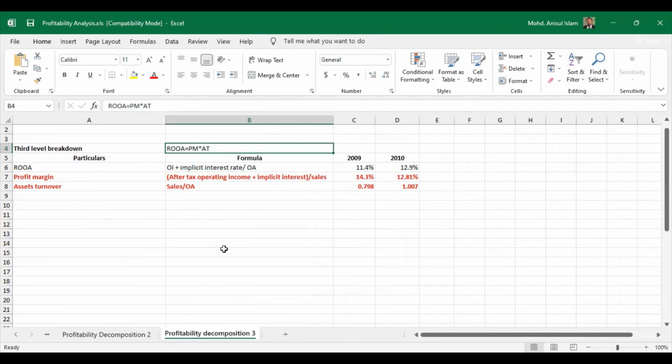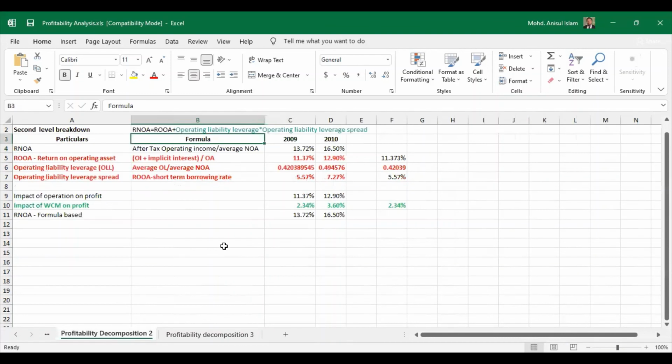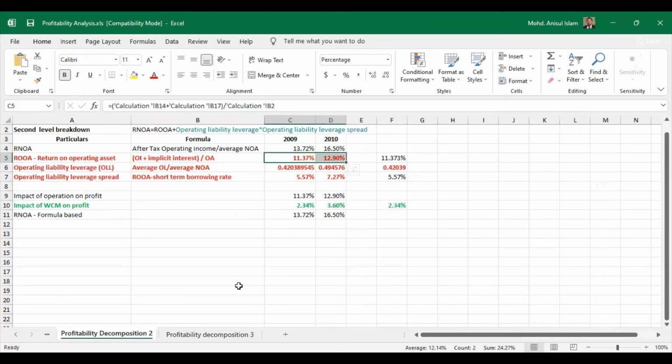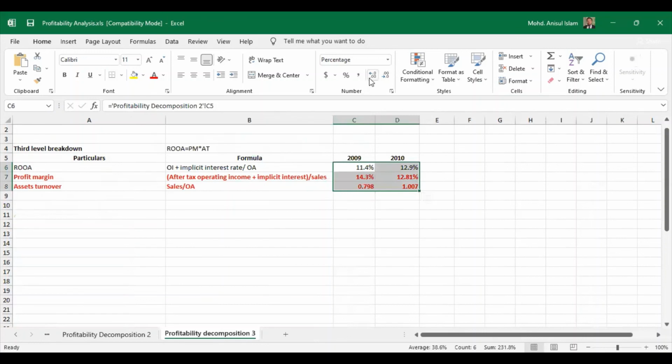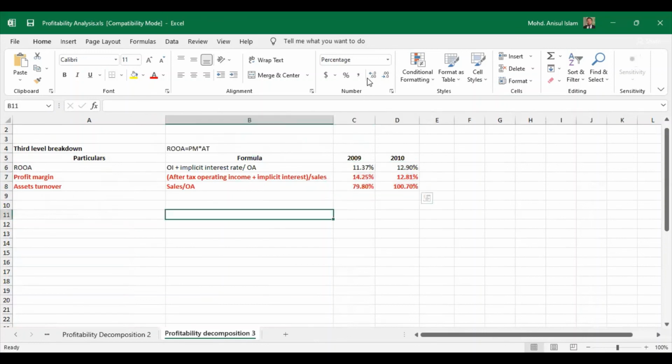So let's try to calculate it. We already know how to calculate the return on operating asset because we have calculated it in the level 2 breakdown, right? So we have taken this number 1137 and 1290 directly here. If I take this number to one more decimal, you see that this number is here. Okay.